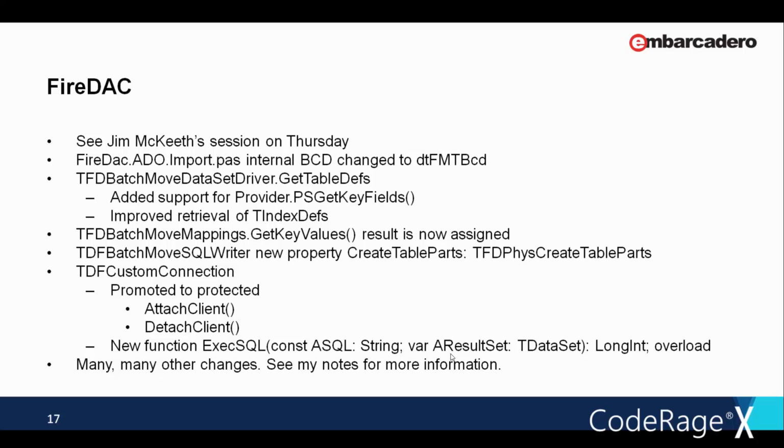GetKeyValues, the result is now assigned. Evidently the result was never assigned in that function before. And the BatchMove SQL writer has a new property called CreateTableParts that allows you to specify what the SQL writer should do for indexes and other parts of the table. There's an enum list, the PhysicalCreateTableParts enum list you can look at for more information.